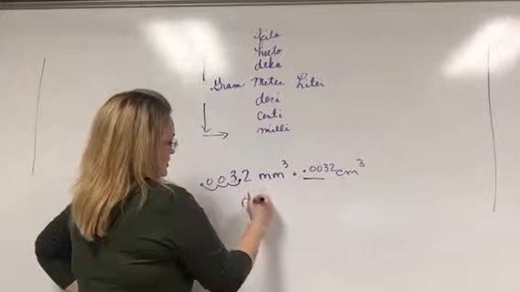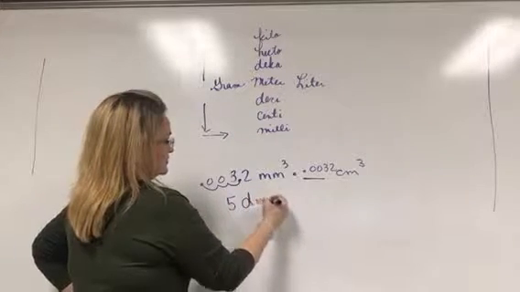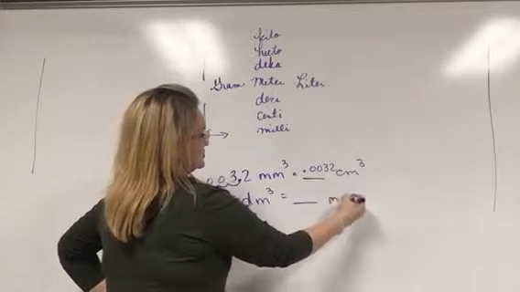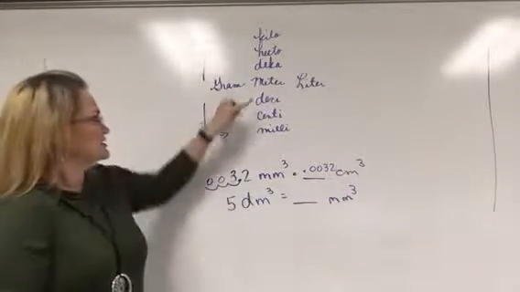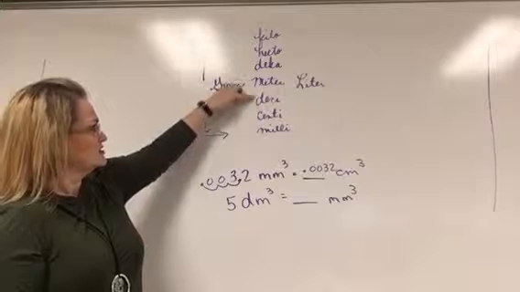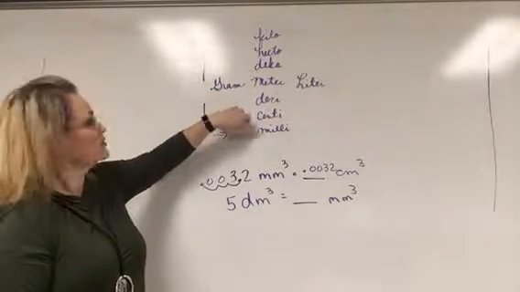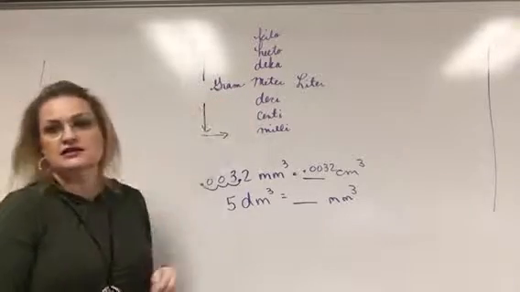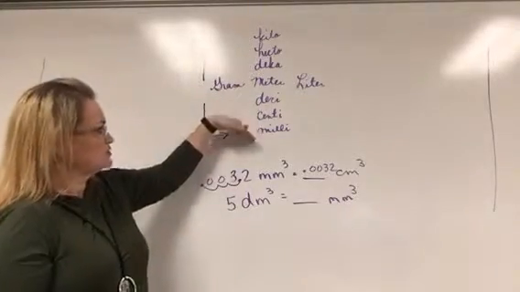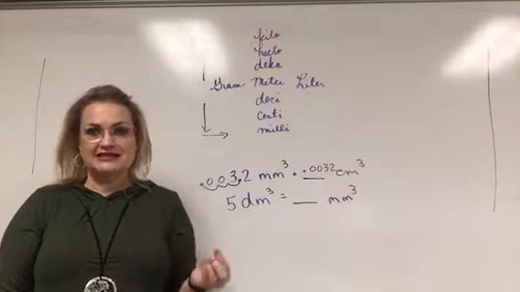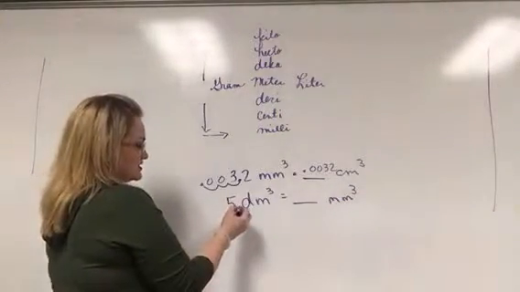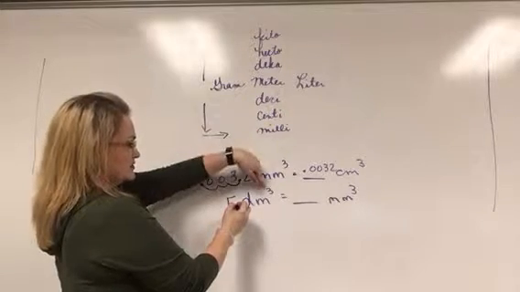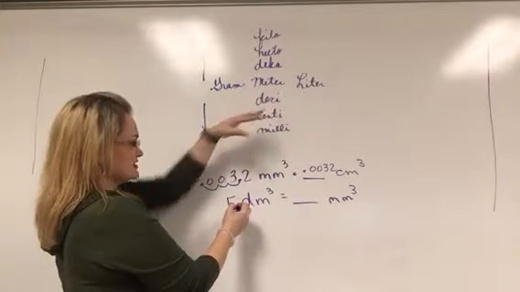Okay, let's do 5 cubic decimeters, and let's convert that down to cubic millimeters. So deca to milli is 1, 2 moves, but I'm going to move it 3 decimals for every move, so 2 moves times 3 places makes 6. So the decimal point is understood here. I went down 2 places, but I'm multiplying it by 3, which makes it 6 total places.